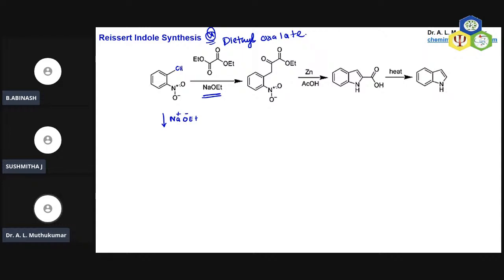So what is happening here? You have a methyl group. This base is taking this acidic hydrogen, because adjacent to the methyl group you have a nitro group, that is an electron withdrawing group. Whenever an electron withdrawing group is present at the ortho position, this hydrogen will be more acidic in nature. So as a result, the base takes this acidic hydrogen from the methyl group, and it leaves as ethanol, leading to the formation of the corresponding anion. So you have CH2 minus here, and you have an NO2 group here. Now this is reacting with this diethyl oxalate.